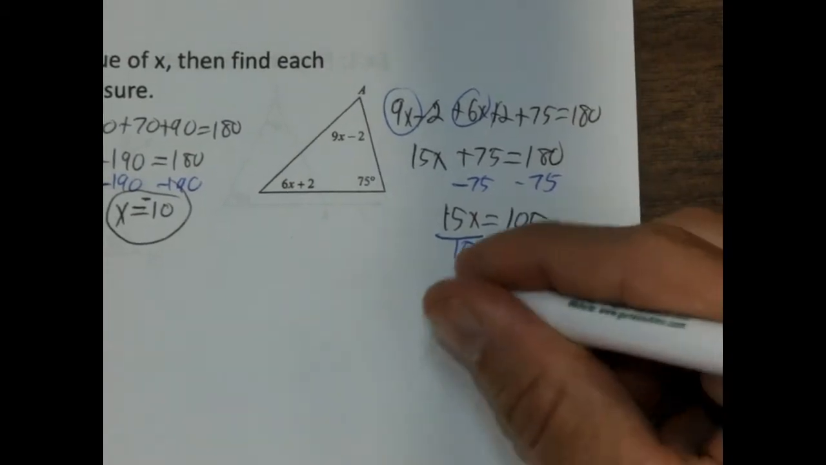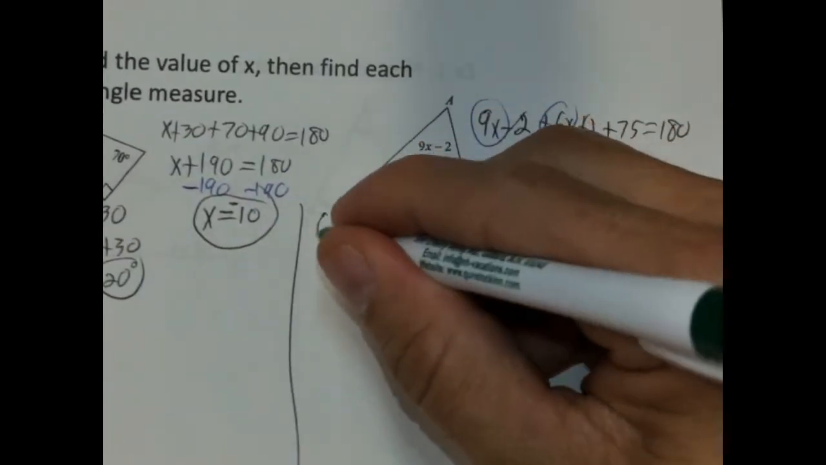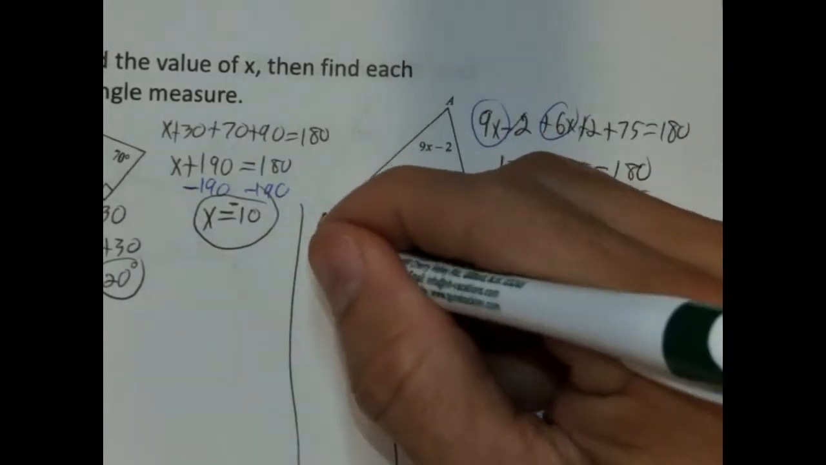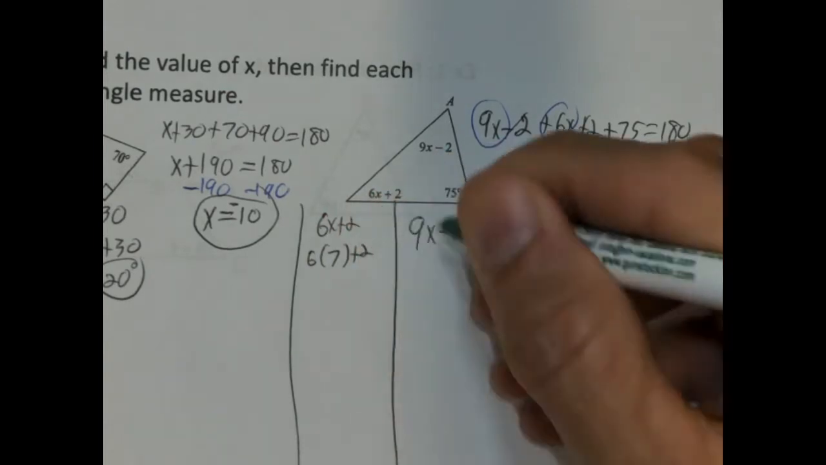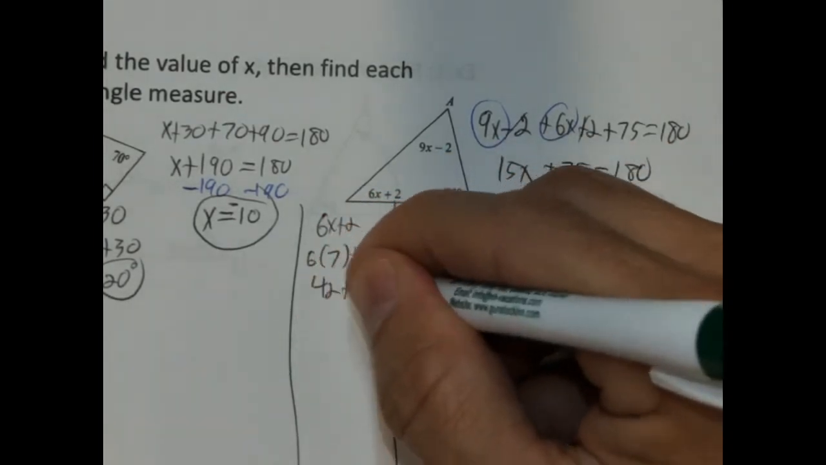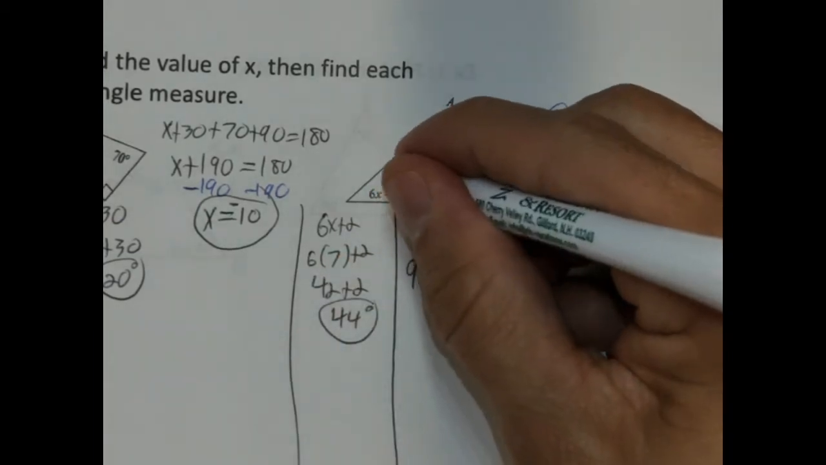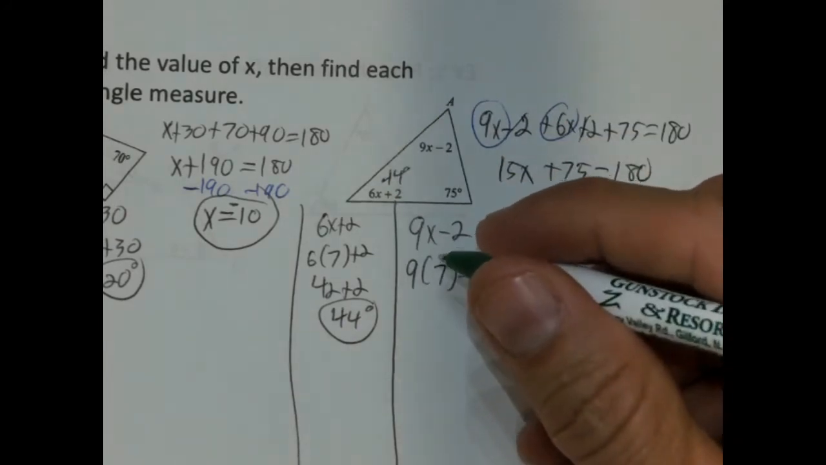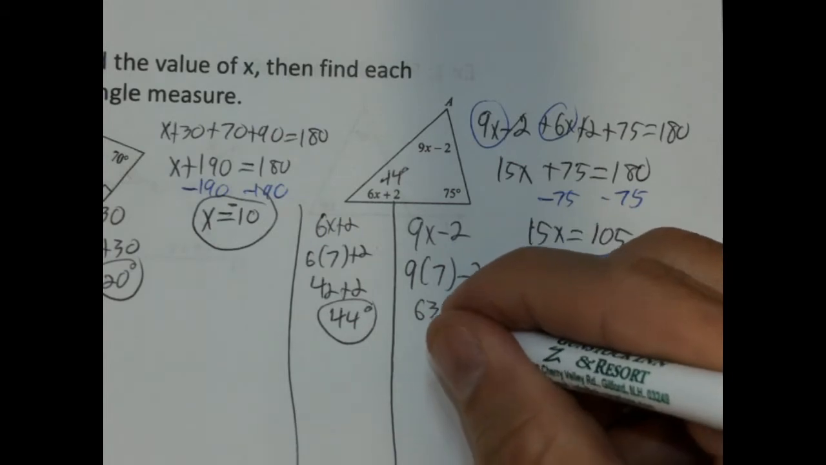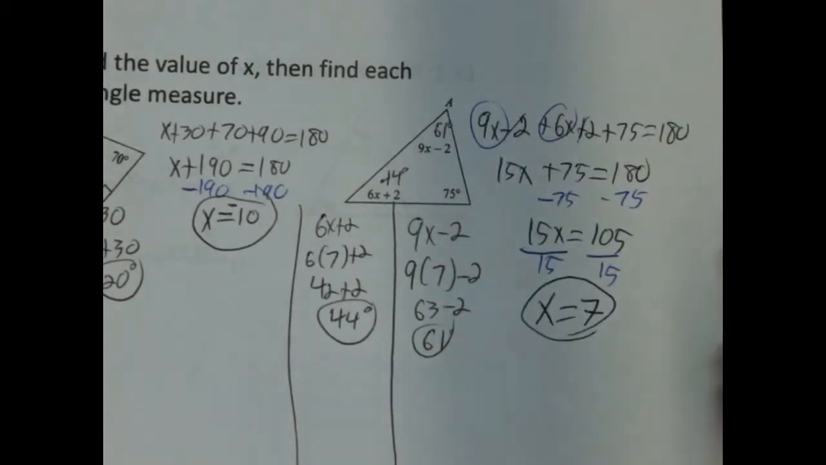Okay. So x is 7, but we have to find the measure of the angles. So 6x plus 2 and 9x minus 2. So 6 times 7 plus 2 and 9 times 7 minus 2. So 6 times 7 is 42, plus 2 is 44, so it's 44 degrees for that one. And 9 times 7 is 63, 63 minus 2, that's 61 degrees. And there you go. All right, cool.